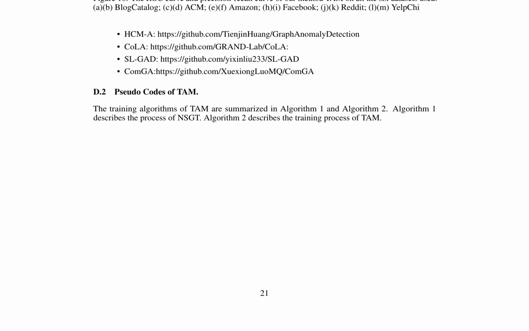The training algorithms of TAM are outlined in two pseudocodes. Algorithm 1 describes the process of non-stationary graph transformation, NSGT, a crucial step in anomaly detection that transforms the input graph into a format suitable for anomaly detection. Algorithm 2 outlines the training process of TAM, detailing how the model learns to identify anomalies in the graph. The results demonstrate the efficacy of TAM in detecting anomalies in various real-world datasets, showcasing its potential as a robust tool for graph anomaly detection tasks.